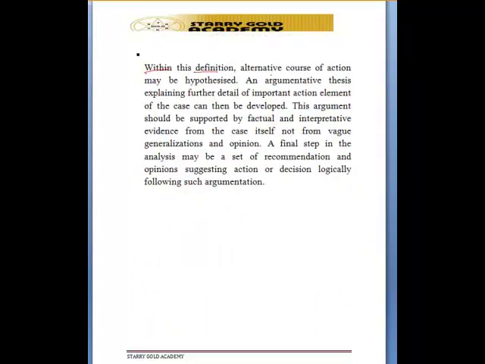Within this definition, alternative courses of action may be hypothesized, and an argumentative thesis explaining further detail of important action elements of the case can then be developed. This argument should be supported by factual and interpretative evidence from the case itself, not from vague generalizations and opinion. A final step in the analysis may be a set of recommendations suggesting action or decision logically following such argumentation.